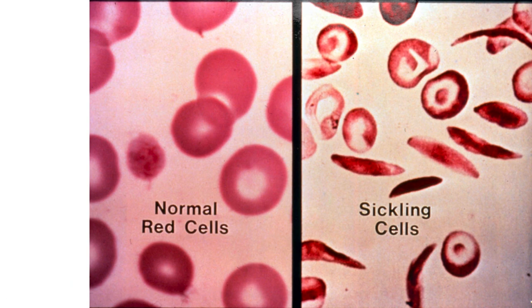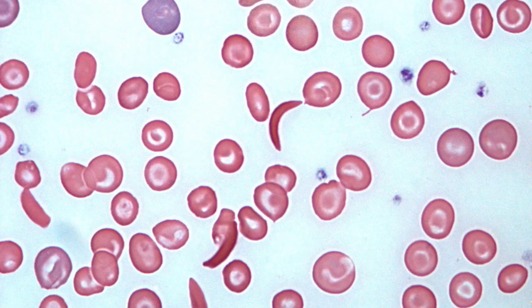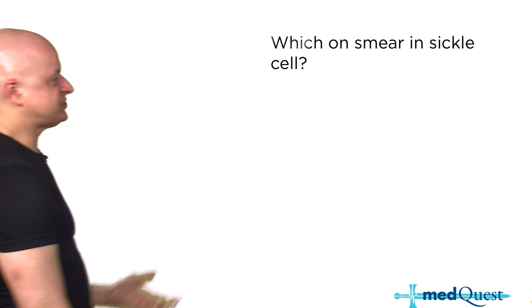Normal red cells, sickled cells. Gee, as if you know what a sickle looks like. So this tells you automatically this has to be sickle disease, because sickle cell trait does not give those cells. Now, what do you see on a smear in sickle cell? Oh, look, I don't see sickle cell there.